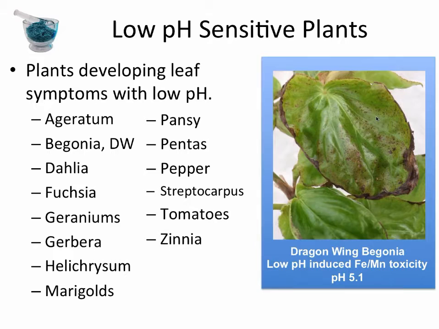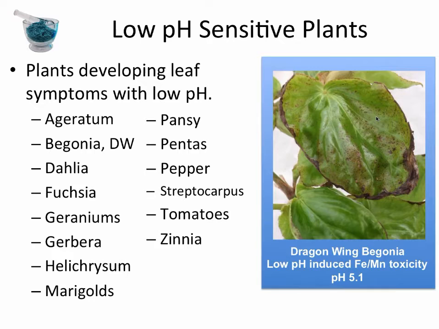There are also some agronomic crops out there, like rice, that has low pH problems that's very common. It's the russeting, very similar to what we see on a geranium. And also you can run into low pH problems on some tobacco crops. And again, that's when the substrate pH is too low.